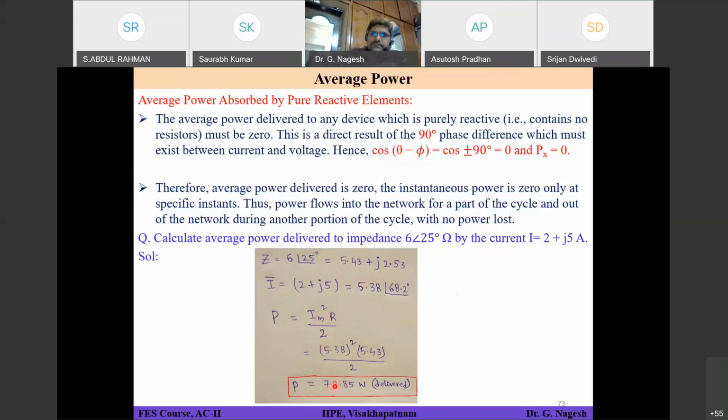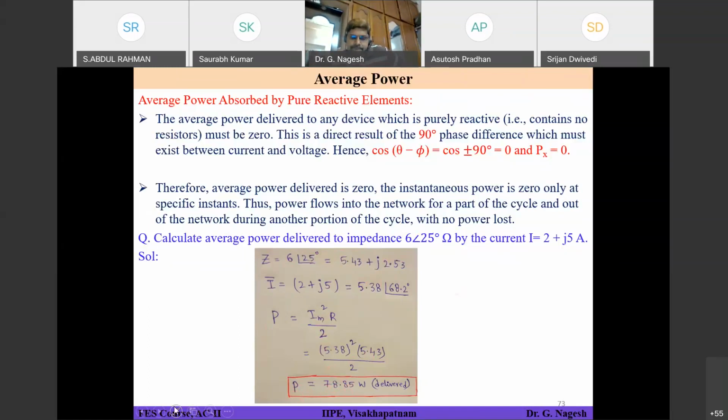Based on the formula we have just seen, which is Imax square into R by 2 or Vmax square divided by 2R, this formula is applicable for us, Imax square into R by 2, because I is given here. So this is a simple calculation only. If you do that, you are going to get power of 78.85 watts. This is the power consumed by the resistance present within the impedance given here. So it's clear, or does anyone have a doubt in this?